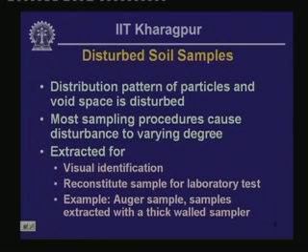Now, what is the purpose of obtaining disturbed soil samples? The purpose is for visual identification of the sample in the field as well as in the laboratory later on. We could also use the samples obtained in this procedure to reconstitute a sample in the laboratory for further testing. Examples of disturbed soil samples include auger samples or samples extracted using a thick wall sampler. We are going to look at these procedures in the next little bit.